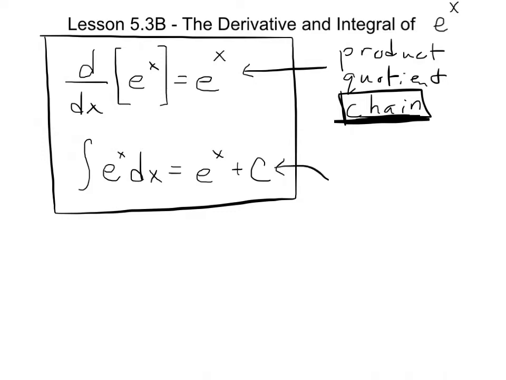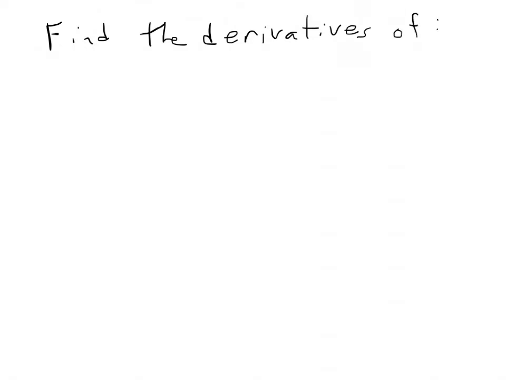Regarding the integral, we need to remember that u substitution is still totally valid, is still there, and is still something that we need to know. So we're going to go through some examples of this now. Let's start with some derivative examples. So I could say, find the derivatives of the following functions. So I'm going to do a few of them.